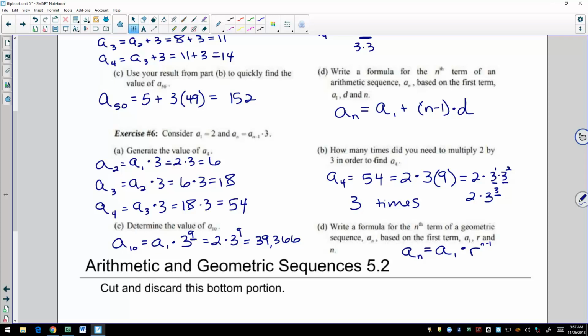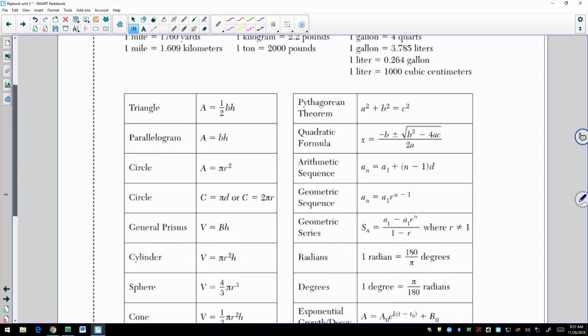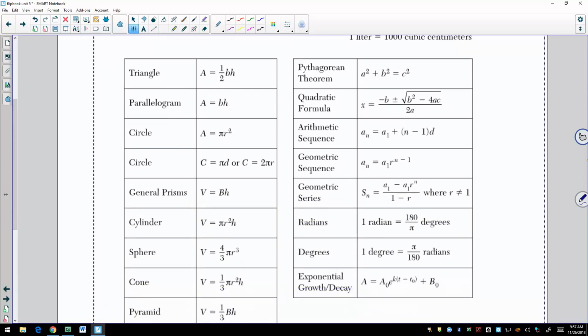Now here is the excellent news. You need to know these two formulas right here. Are you ready for it though? You are given these two formulas. Here is your Regents reference sheet. You will notice they are right here. You do not have to memorize them. You just have to know what the letters mean and how to use it. So therefore, you will not be required to memorize it for any test or quiz I give you. I will give you these formulas. You just need to know what n and d and r stand for. So just make sure you can use them properly. And that is it for lessons 5.1 and 5.2.